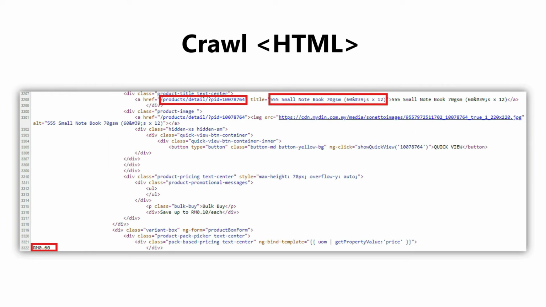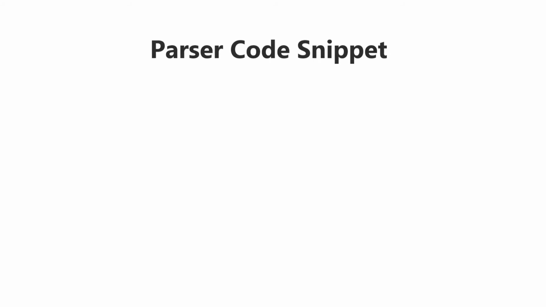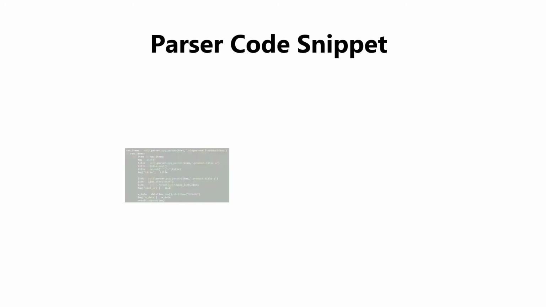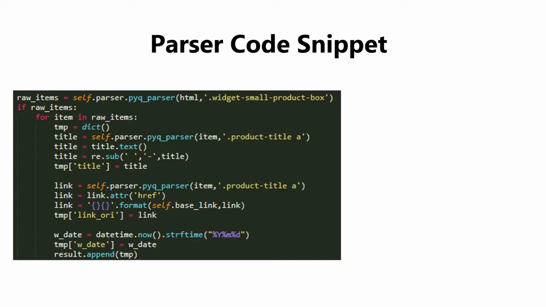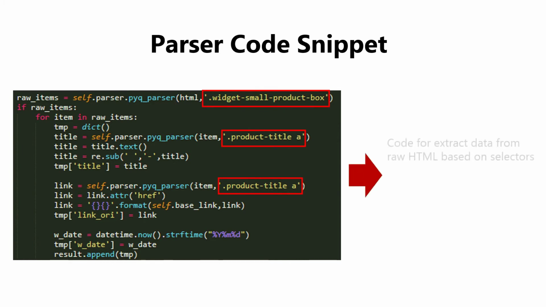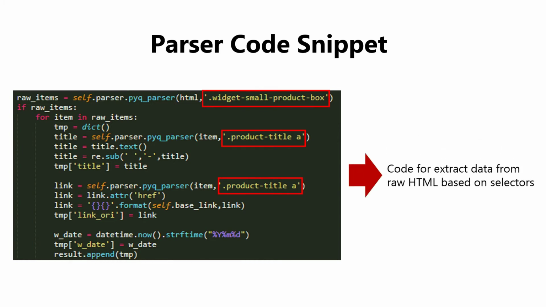This is the sample HTML from crawler, including parts which we want to parse later at parser, like title, price, and link. This is the snippet code for parser. It will extract parts of HTML based on selector and then send it to Kafka.